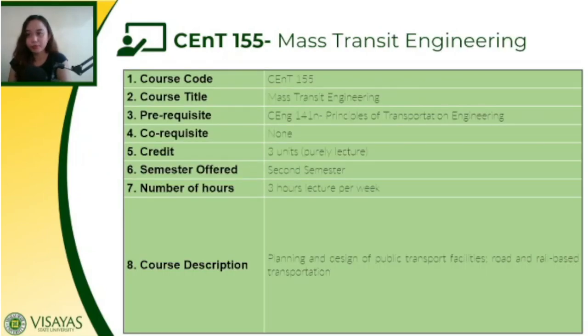Okay. Lastly, we have here the mass transit engineering, which discusses thoroughly the public transportation system. So its prerequisite is CN 141N, the principles of transportation engineering. It has a unit of 3, which is again equivalent to 3 hours of lecture per week. So this course gives emphasis on the planning and design of public transport facilities and road and rail-based transportation.